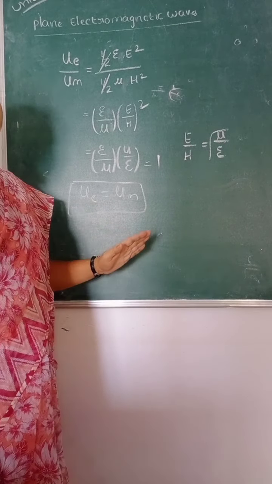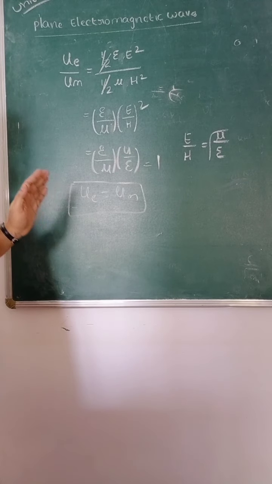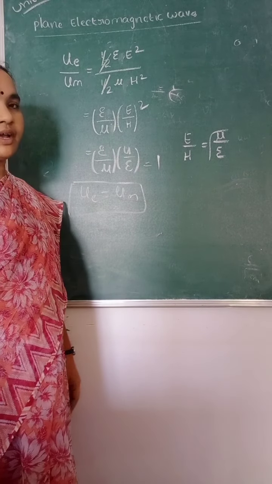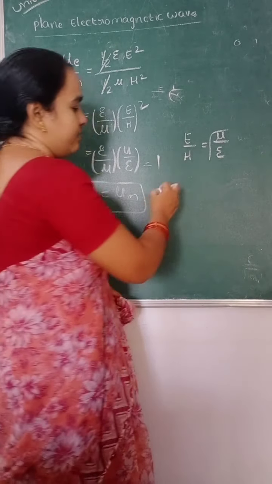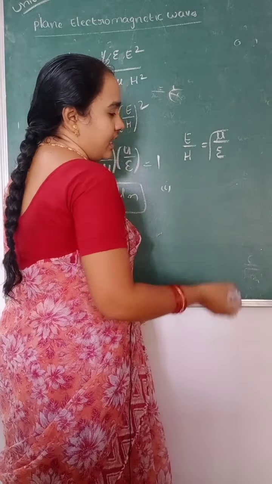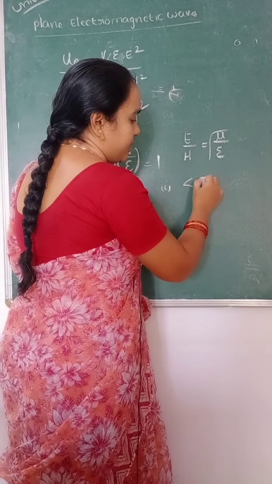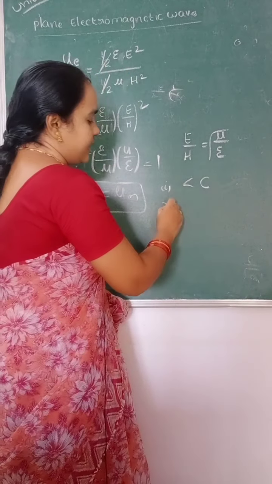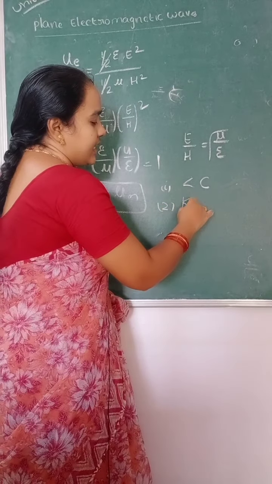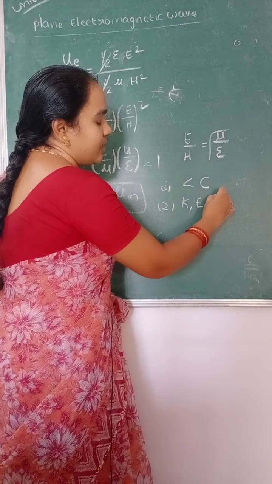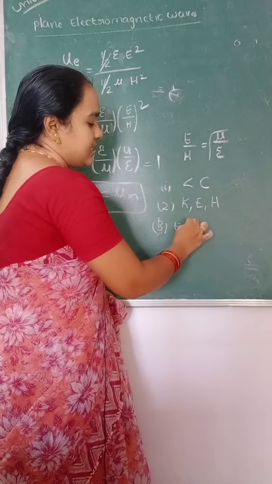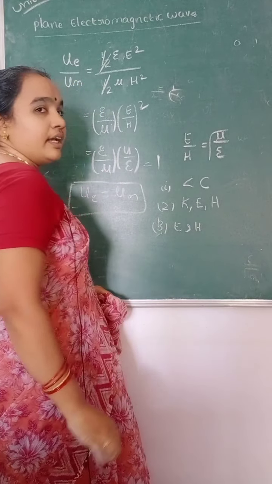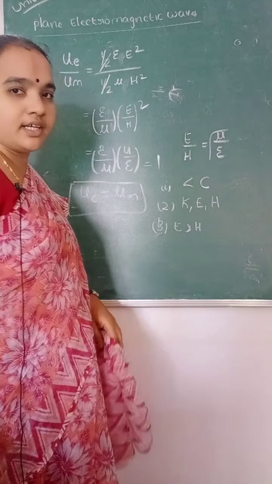So this is regarding the nature of plane electromagnetic wave in isotropic medium. Let us summarize the point. First point means they are traveling with less than the speed of light. Second point is the vectors k, E and H are mutually perpendicular. Third one is E and H are in phase since the ratio is a real quantity.